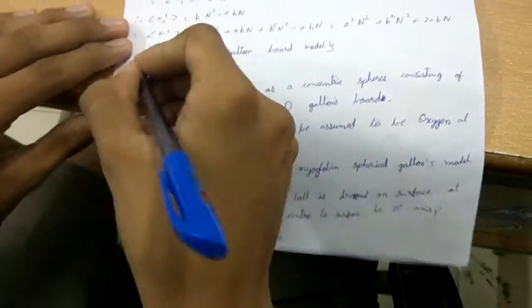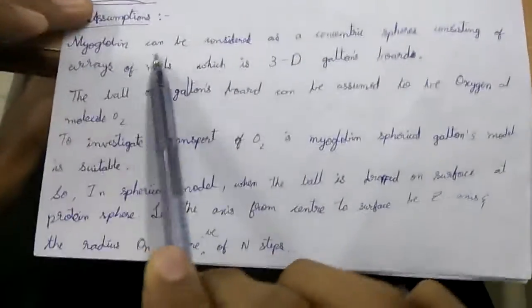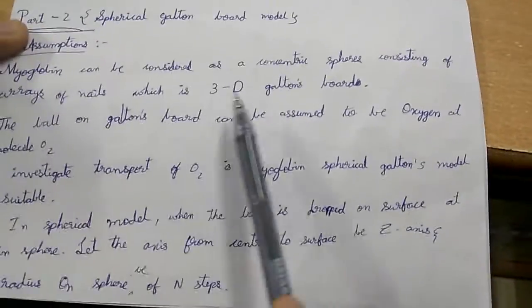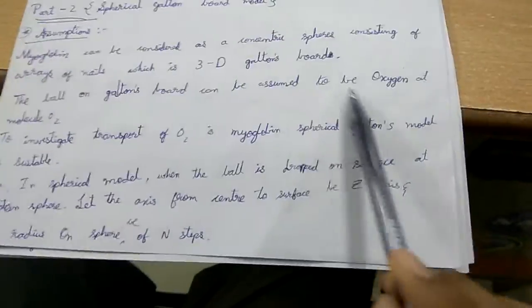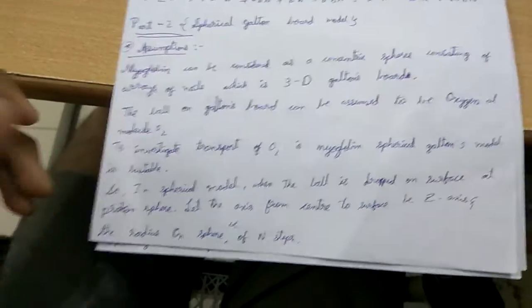Now this is part 2. Part 2 is our given question for the spherical Galton model. Assumption: myoglobin can be considered as concentric spheres consisting of arrays of nails, which is a 3D Galton board. The ball on the Galton board can be assumed to be an oxygen molecule, O2. To investigate the transport of O2 in myoglobin, the spherical Galton model is suitable.